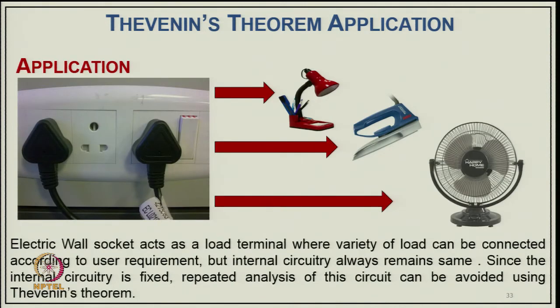A typical example is a supply system in a home, with several separate loads on it. Typical example loads may be a fan, as you have seen in the figure, an iron press, or a lighting system. So, the electric wall socket acts as a load terminal, where a variety of loads can be connected according to the user requirement, but the internal circuit always remains the same. Since the internal circuit is fixed, repeated analysis of this circuit can be avoided by using the Thevenin theorem.